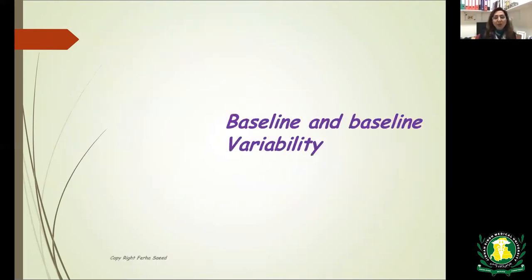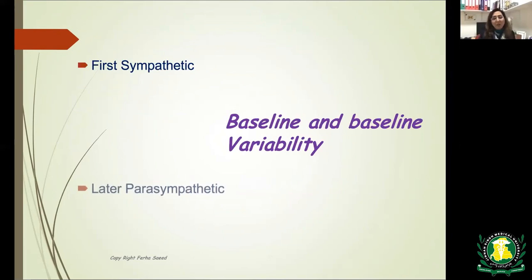Now, normal means that when you have development of the fetus, the first system among the brain systems that develops is the sympathetic nervous system, and therefore prematurity or early gestational ages will have a little bit higher baseline because the sympathetic is in play. Later on, after 28 to 32 weeks, the parasympathetic system also starts to kick in, and therefore gradually the baseline of the fetal heart rate carries on going down, starting from 160 at 20 weeks maybe, going to around 120 to 110 at around 40 weeks.